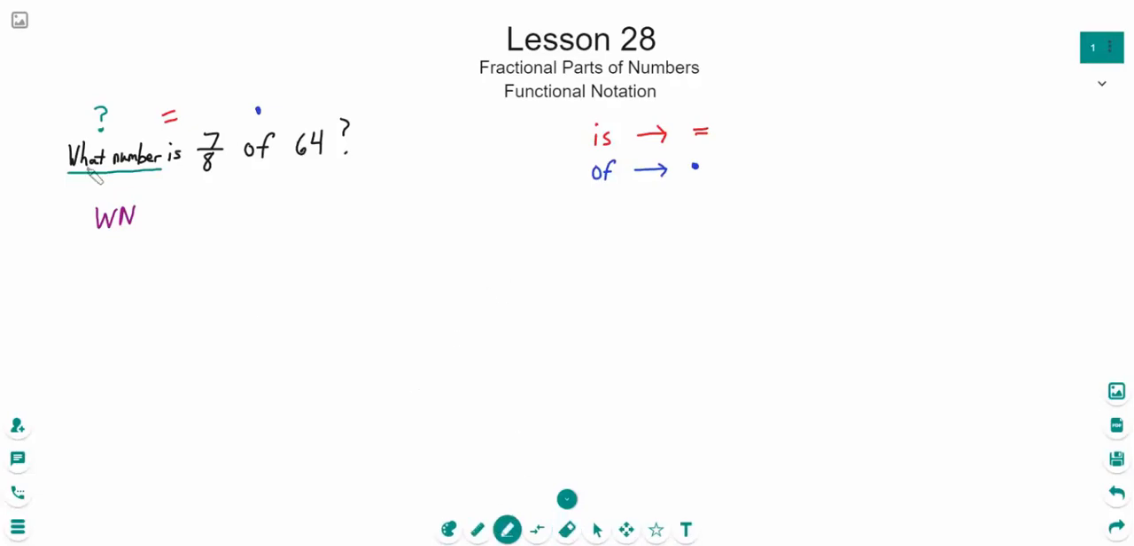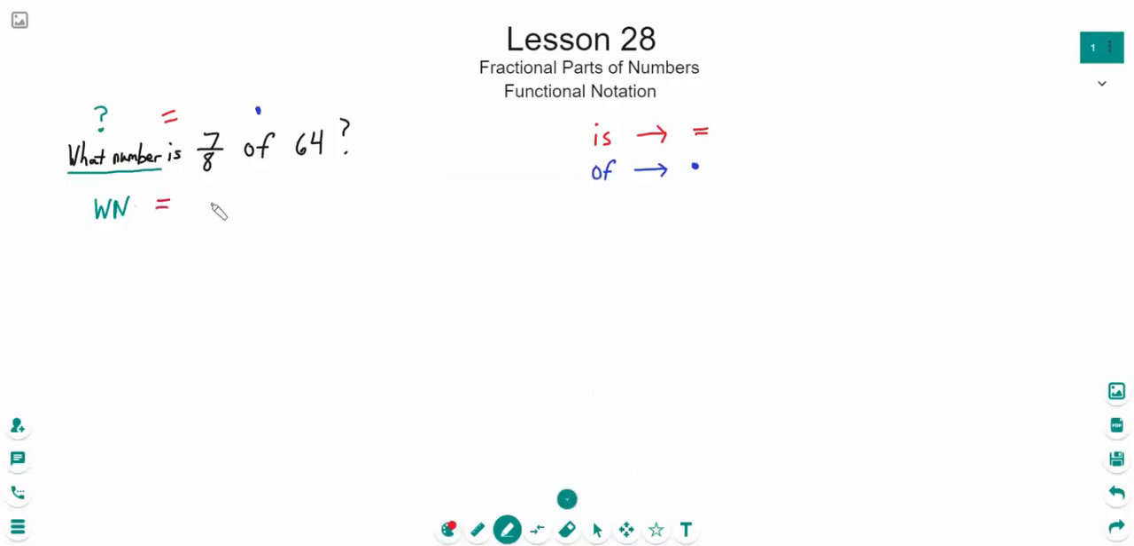So we have what number. That's what we're using as the question mark. To make it more clear, we'll use the same color as we used with the question mark. So we'll make that a what number, WN. Then we have "is," which is the equal sign.